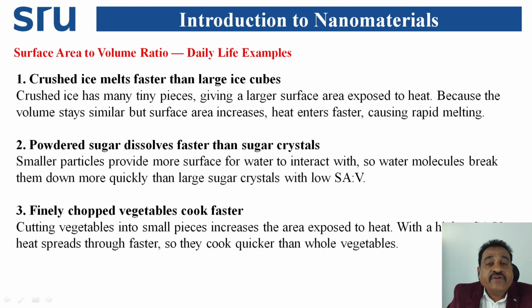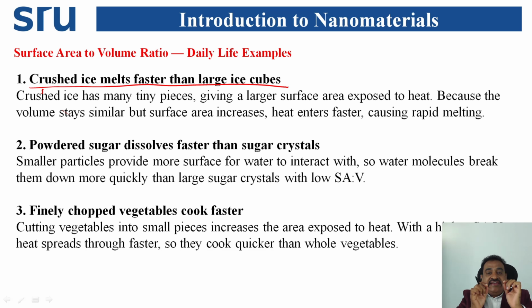Coming to surface area to volume ratio, daily life examples. Crushed ice melts faster than large ice cubes. This is a daily life example. Crushed ice has many tiny pieces, giving a larger surface area exposed to heat, because the volume stays similar but surface area increases. Heat enters faster, causing rapid melting.